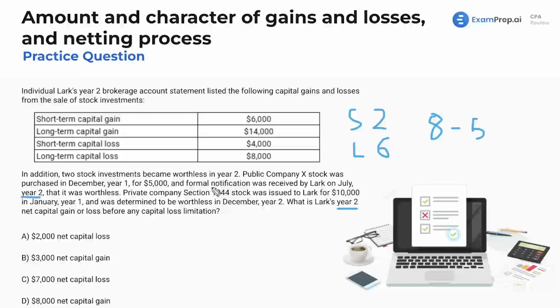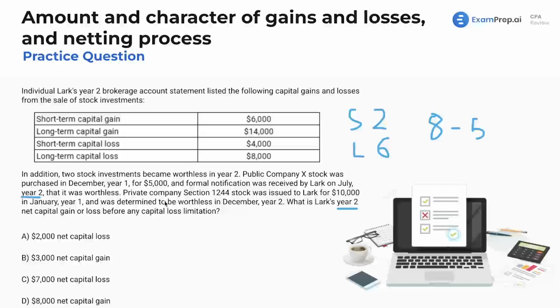We are going to take a look at our private company stock that was issued for 10, and that is determined to be worthless. An important point to know here is this $10,000, what's the difference between this private company section 1244 and this public company stock? Big difference. This private company section 1244, something to memorize, something to know if you don't remember from the lessons, is going to be treated as ordinary. Now, it's amount and character of gains and losses. That's a big component of this whole lesson and everything we're seeing.